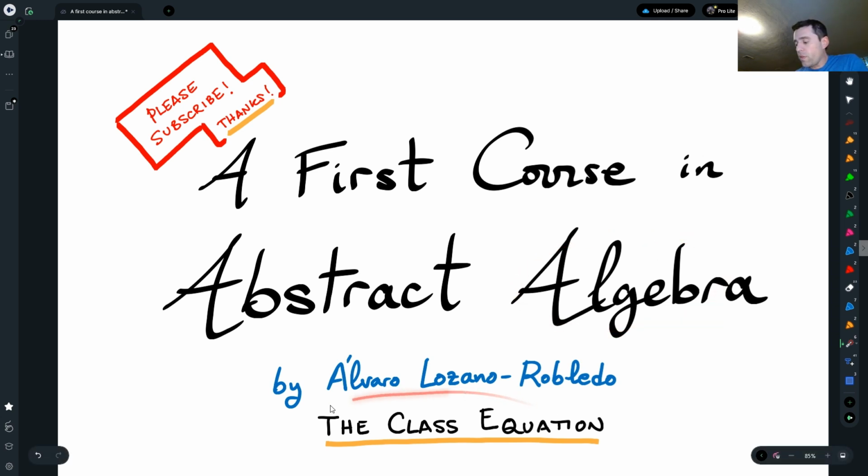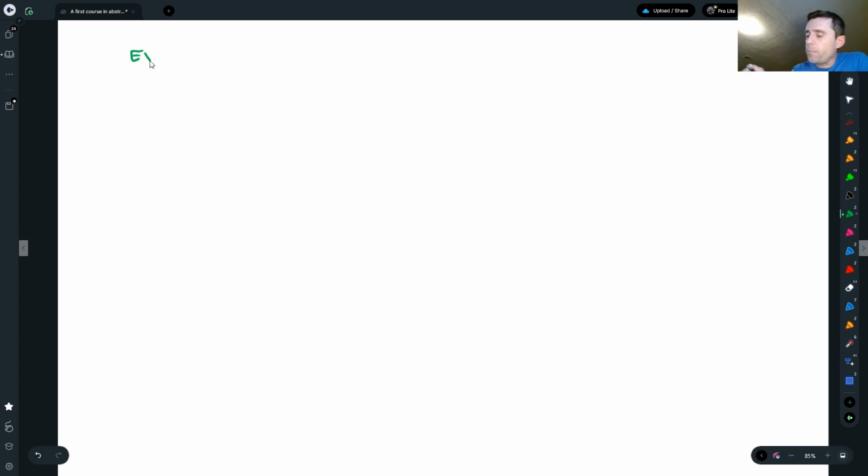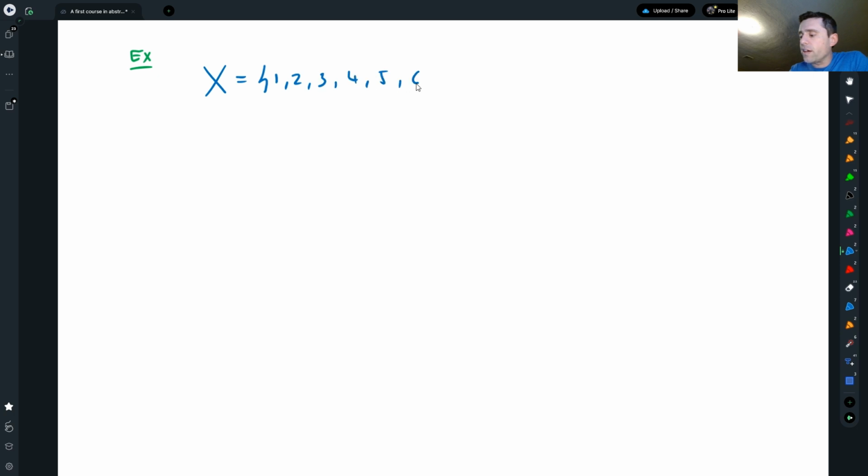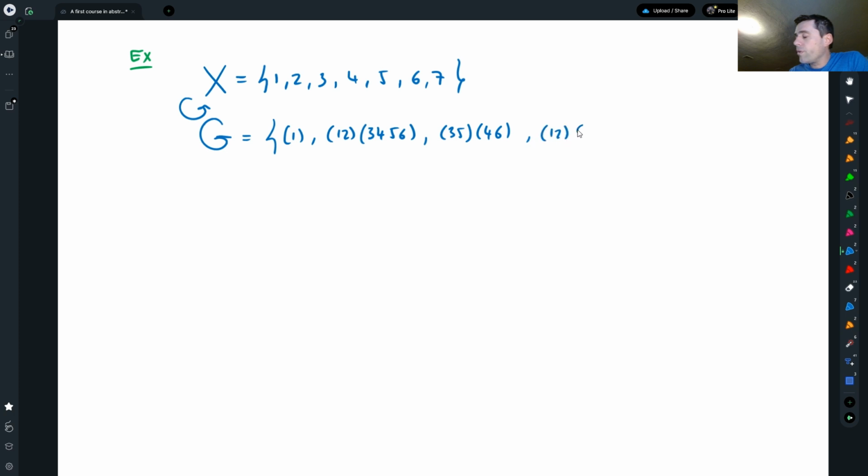Today we're going to be talking about the class equation. The class equation is a consequence of group actions. Let me give you an example of a class equation to fix ideas. We're going to take X to be 1, 2, 3, 4, 5, 6, and 7, and G is going to be the group acting on X. The group G is going to be the identity and the permutations (3 5 4 6) and (1 2)(3 6 5 4).